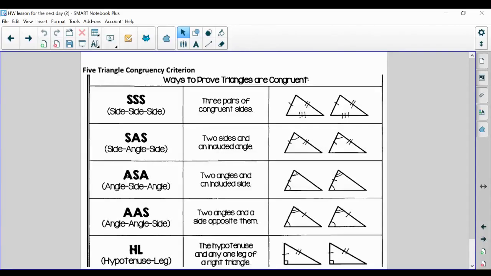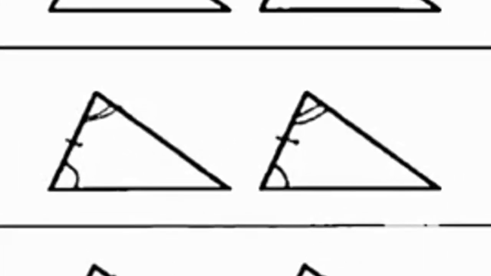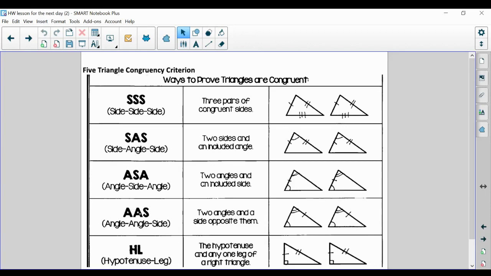The next one, we have angle, side, angle. The side is in between the 2 angles. These 2 angles are congruent in the triangle, and these 2 sides are congruent, and these 2 angles are congruent. So we have angle, side, angle.